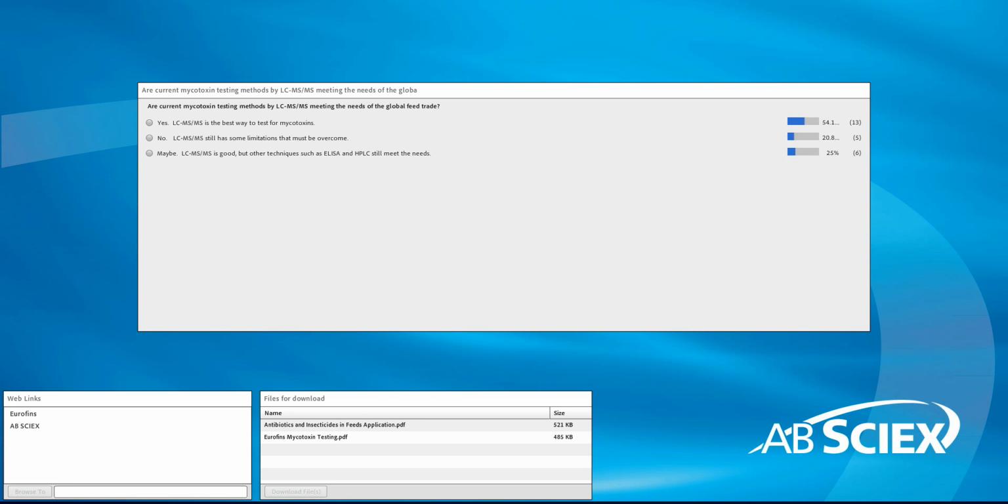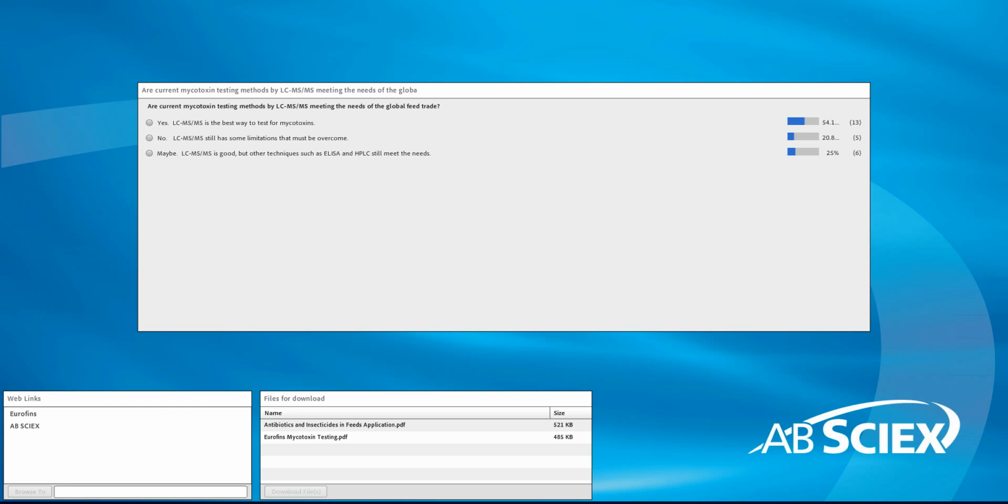And we can see from the results that the majority of you say yes, LC-MS/MS is the best way to test for mycotoxins, although there is a little mix between some of you saying no, that LC-MS/MS has limitations, and that traditional techniques are still working well. So I'll hand this back over to John to see if you have any comments on this.